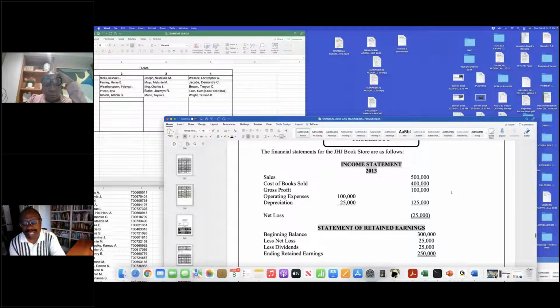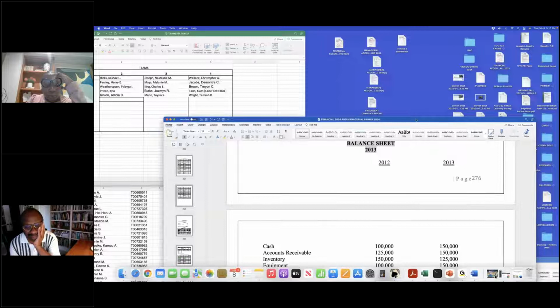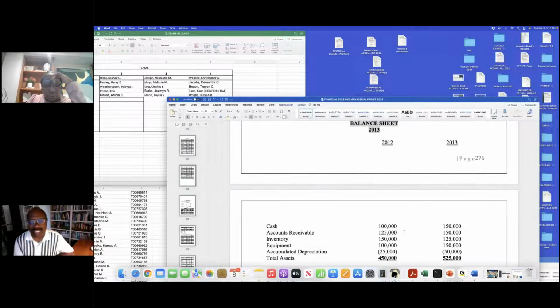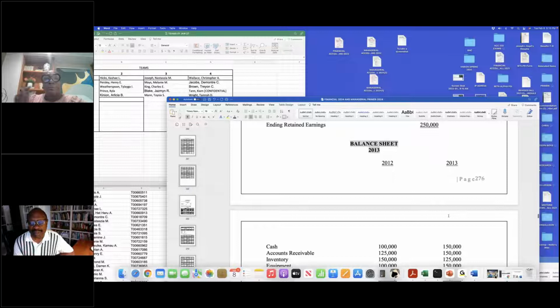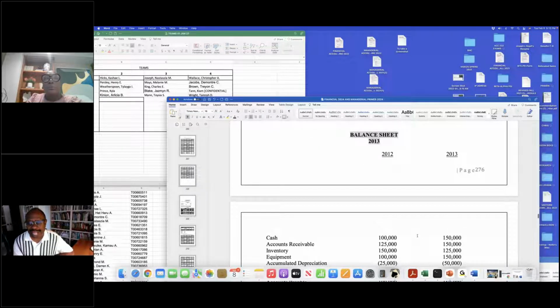Team 3, what is your change in cash? Is it 0? If the beginning cash was 100 and the ending is 150, what's the change? It's 50,000. Just 50,000. Y'all can't be hard-headed. Now do what I told you to do. And what's the net income?